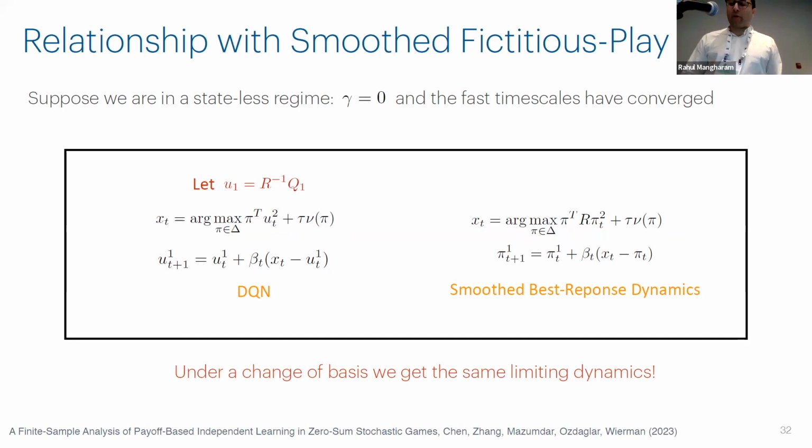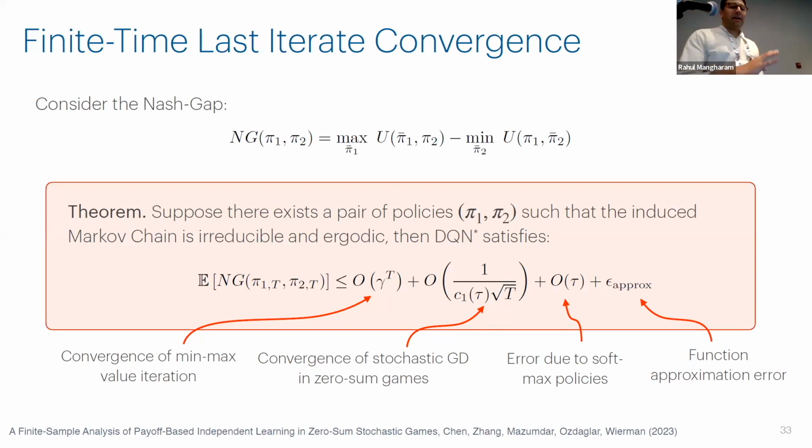And this is basically the intuition for how we can prove the following result, which is that if we look at the Nash gap, or basically this Lyapunov function that characterizes the distance from the Nash equilibrium of this zero-sum game, and if we suppose that there exists a pair of policies such that the induced Markov chain is irreducible and ergodic, then this DQN star algorithm in this zero-sum game has this convergence guarantee here. So in particular, it converges in its last iterate sense. And it has this component here that depends on the convergence of the min-max value iteration. This term here that depends on the convergence of that stochastic gradient descent algorithm. And then it has this term here that is the error that you get from a softmax policy. And then you get this last error term, which is really capturing how bad your function approximation error is. So how bad your neural net class might be at optimizing, or your linear function approximation class is at approximating the space of Q functions.